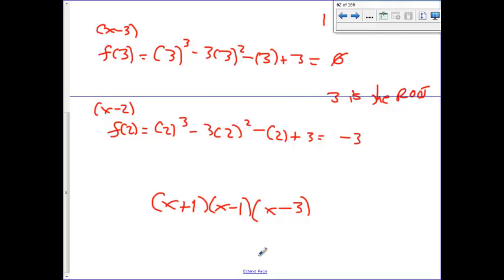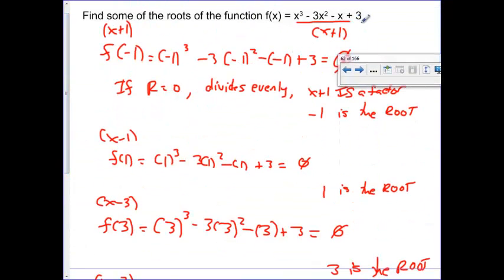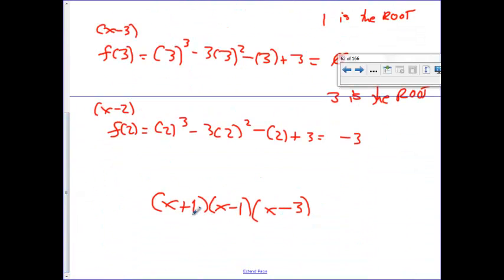There's also a really easy way to confirm, using the constant term. What was the constant term of this original equation? Positive 3. Take the constant terms here, positive 1 times negative 1 times negative 3, multiplying all your constant terms together. It should equal the constant term of the top one. So positive 1 times negative 1 times negative 3 is positive 3. That was the constant term of the top one. That's a good way of confirming.